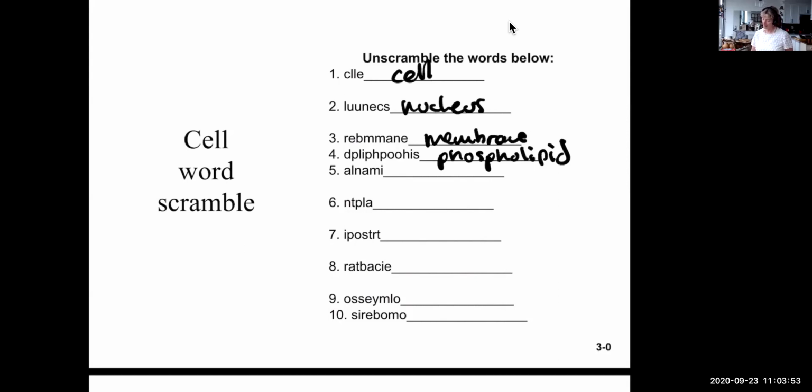Number 5? Is it animal? Animal, yeah. So animal cells, which are different from plant cells. So that's 6. Did anyone get 7? That's also a difficult one if you haven't taken first year biology.